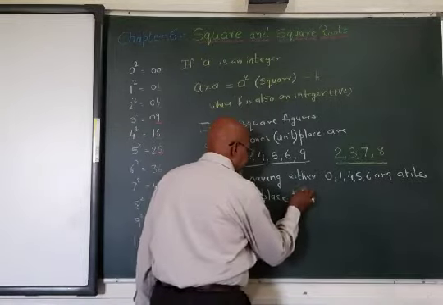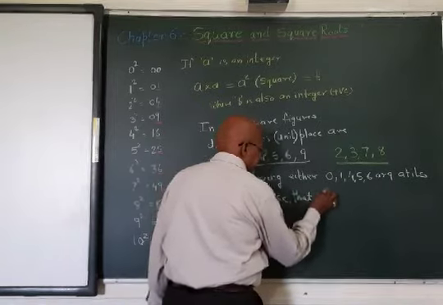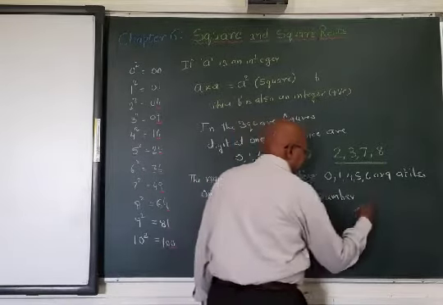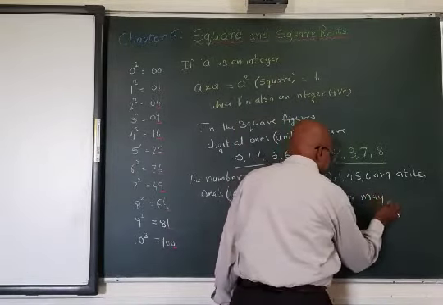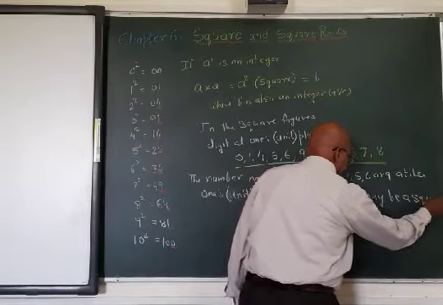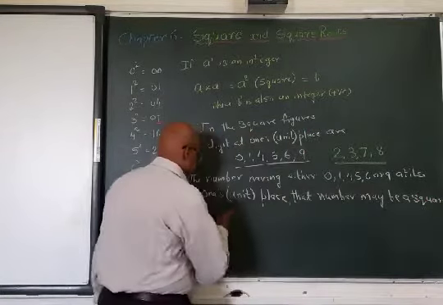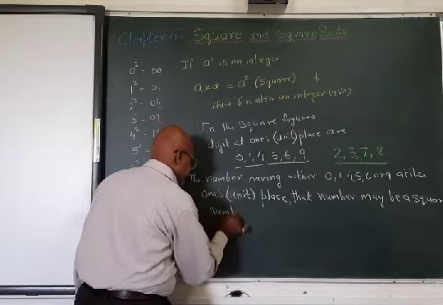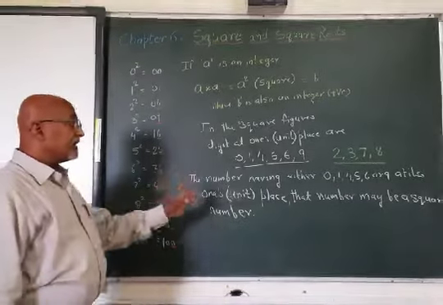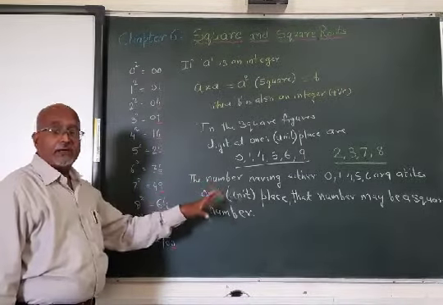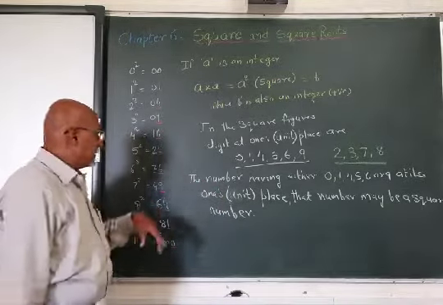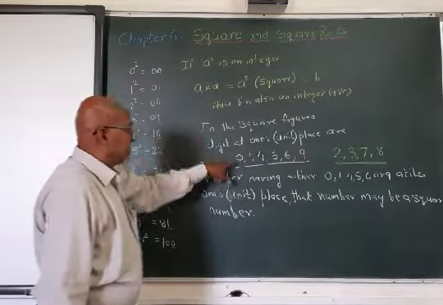that number may be a square number. That may be a square number. It is not essential that it should be a square number only. It may be a square number. Now why may be? Because here, as we are saying 0.